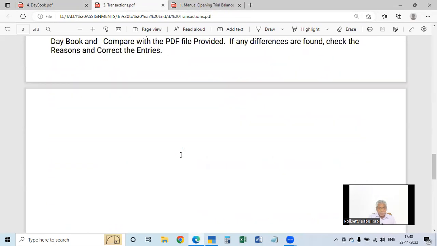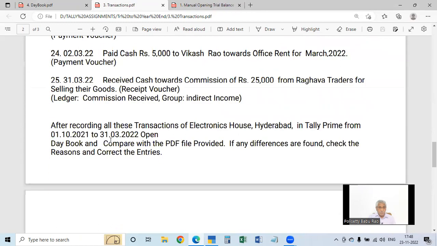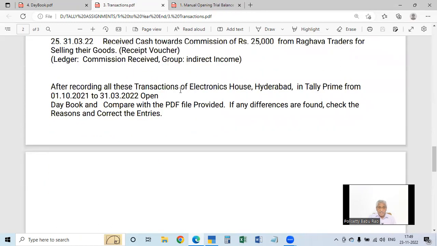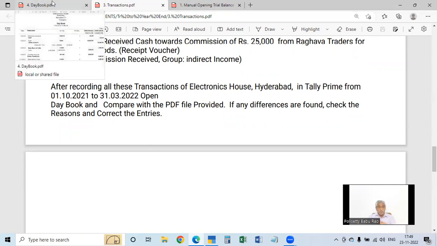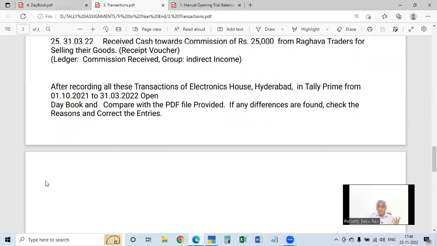You go to the end. After recording all these transactions of Electronic House Hyderabad in Tally Prime from 1st October to 31st March, then open day book. How will you open it? Display more reports, go to Day Book, or from the Gateway of Tally, in the transactions column, Day Book is there. The short key is K.